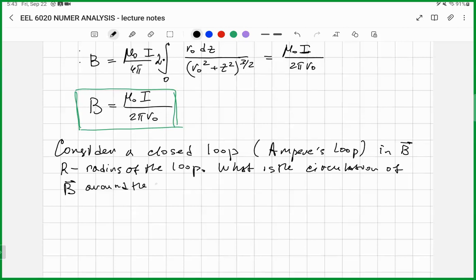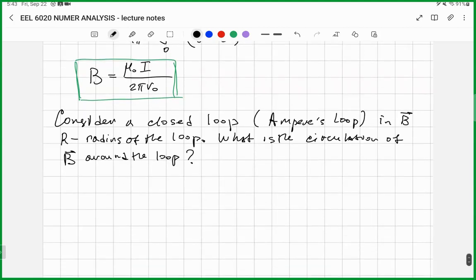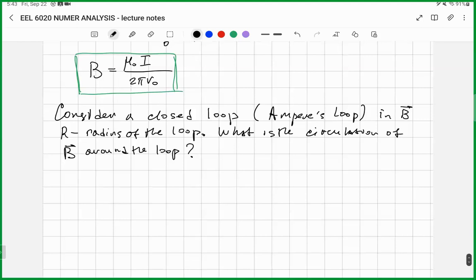So for example, I have a wire like this. This wire supports current I, and I surround this wire with an Ampere loop like this, with radius capital R. This loop has a length, which will be 2 pi times R, and it also has an area, which is pi R capital squared.